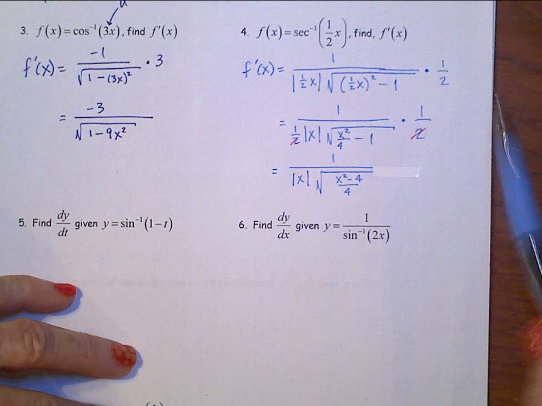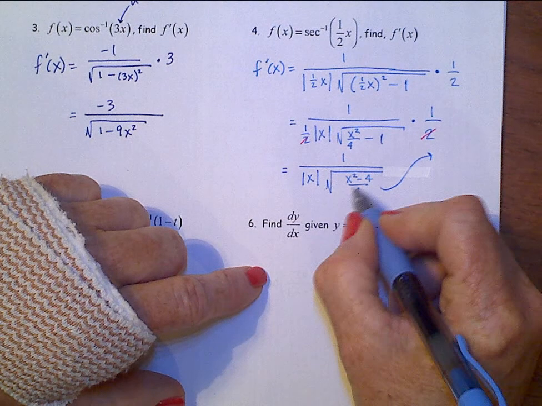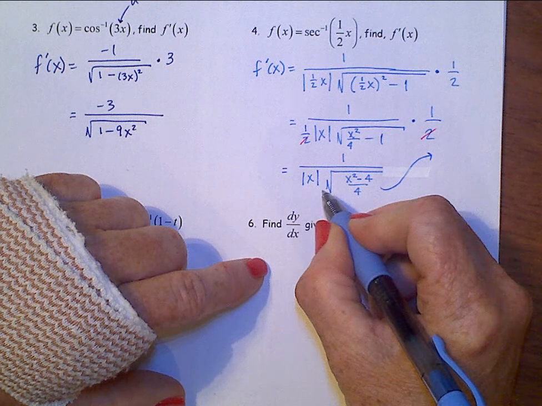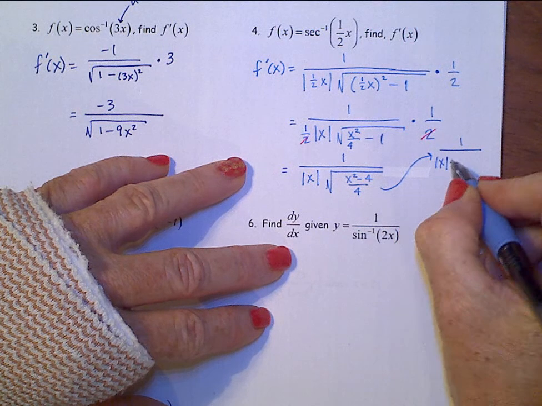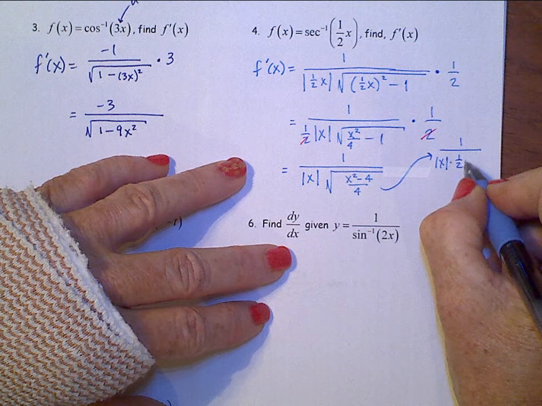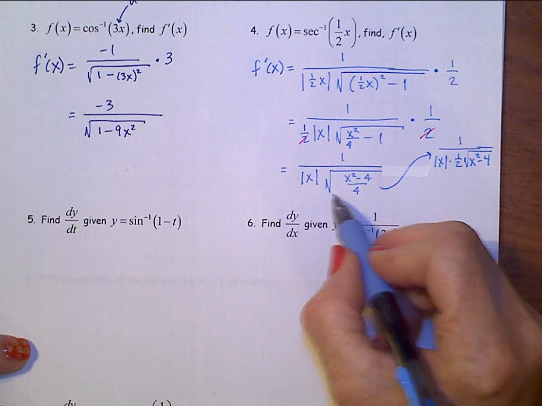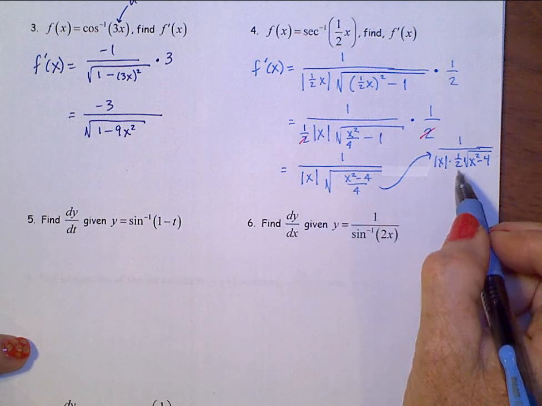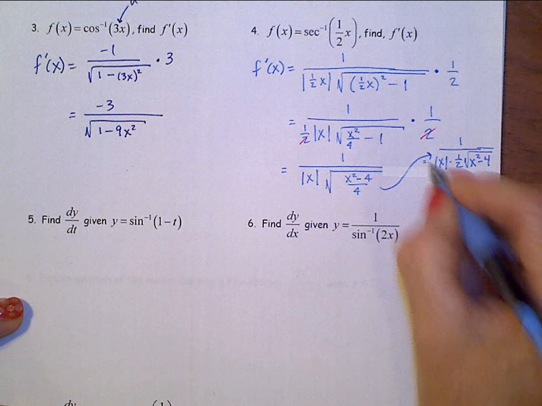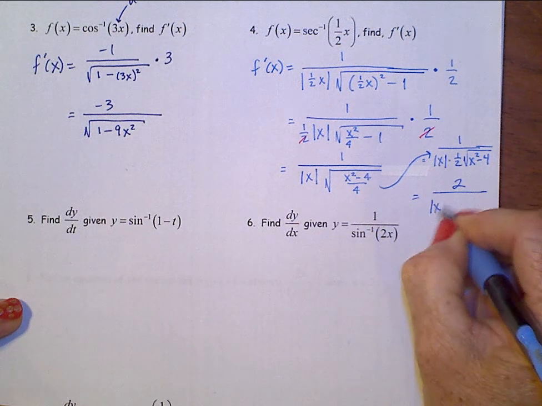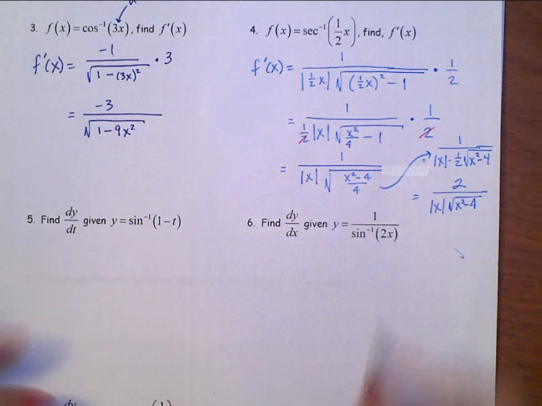Yeah. All right, now I'm going to take this 4 that's down here in the denominator, and I'm going to factor that out. So that's 1 absolute value x times half square root x squared minus 4. Because when I factor out that 4, it's underneath the square root, so it pulls this half out here. Now take this 2 up top. We have 2 over absolute value x square root x squared minus 4. There's the derivative.